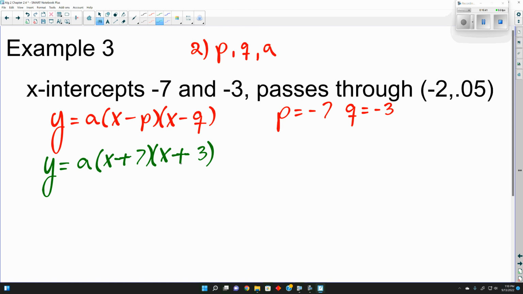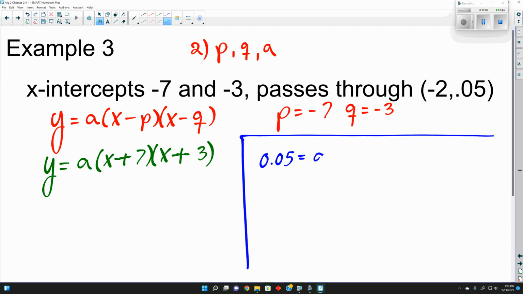Again, at this point, it's going to be the exact same as the last two because we're given a point, yes? So what that's telling us is that it passes through this point. So when y is 0.05, the value of x is negative 2. But how many places do we have x this time? 2. We plug it in both. Negative 2 plus 7 times negative 2 plus 3. Now we're going to solve for a. And that's it.